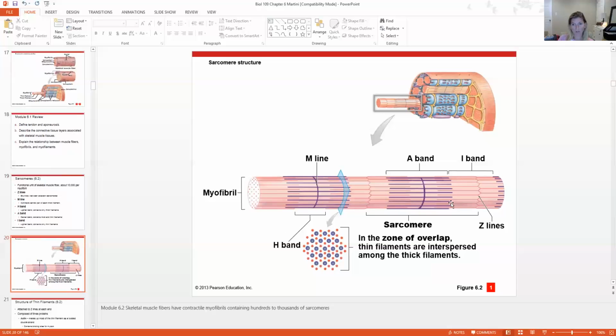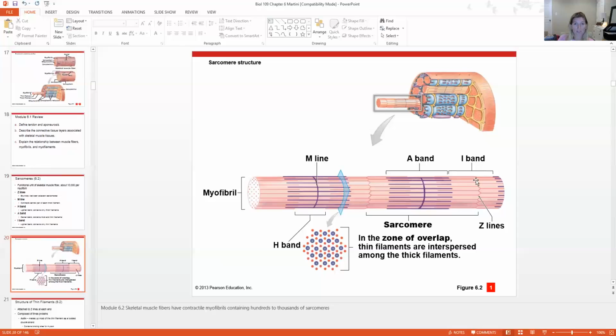This is my myofibril. If you remember, the myofibril is made of thin filaments and thick filaments. The thin filaments are made of actin. The thick filaments are made of myosin. The sarcomere itself is the entire structure from Z-line to Z-line. The sarcomere extends from one Z-line to another Z-line.